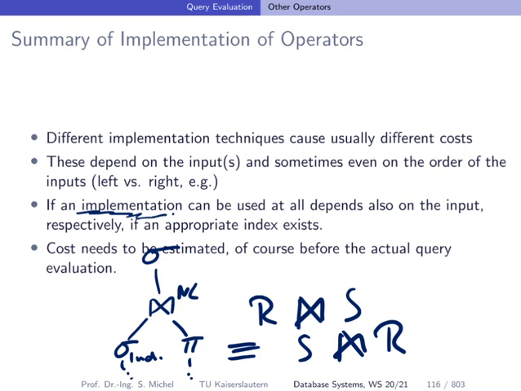And of course, I think it should be kind of clear, but no matter which implementation and which order of the join, the result is always the same, right? So if a query is posed in SQL or in relational algebra, there's only one interpretation of what the result should look like. We're only talking about different ways to compute it, but the result is always the same.